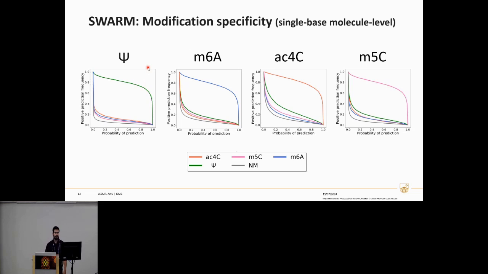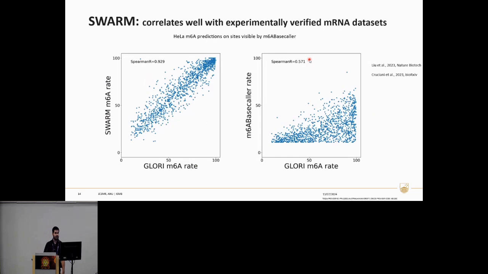We can see a similar trend for M6A, where the blue line is very well separated from the rest of the modifications, and the same can be said for AC4C and M5C. So we can really see here that our models are modification specific, not just whether something is modified or not, but the specific modification type. And we do appreciate some differences in the modification specificity between different modifications, and we try to optimize this as much as we can.